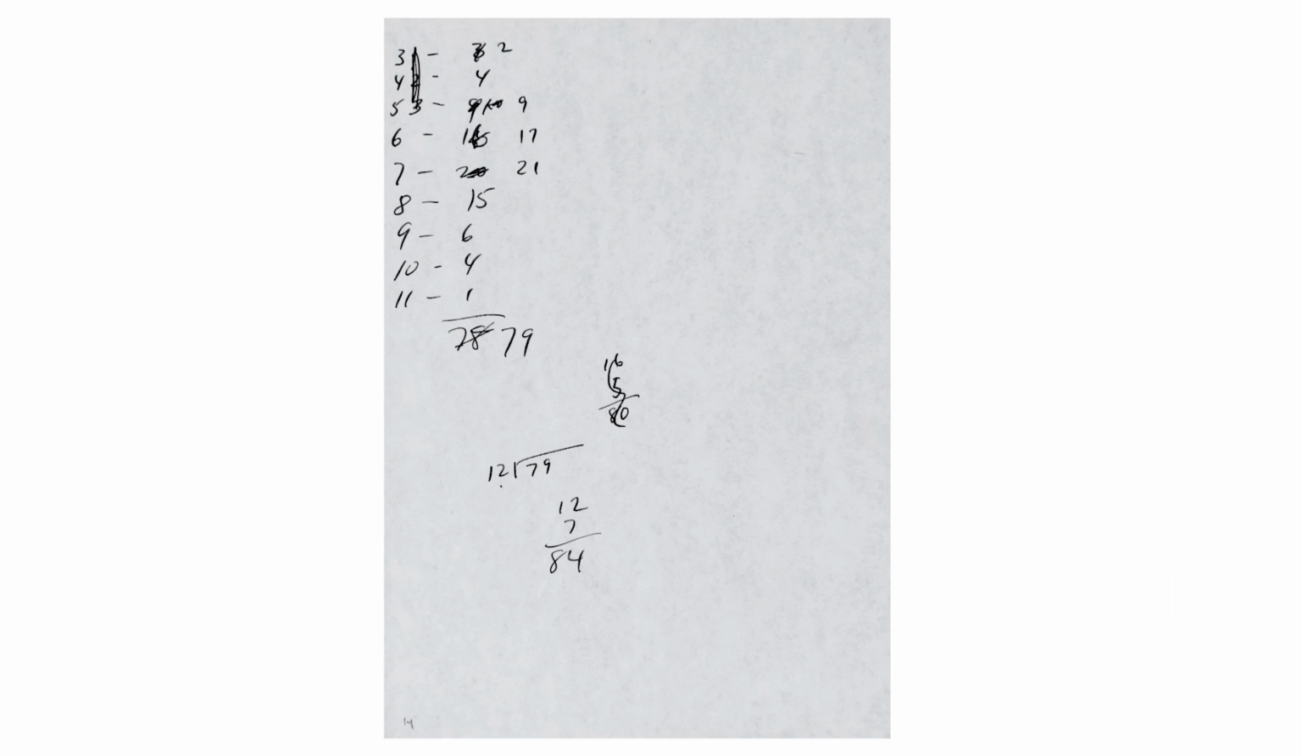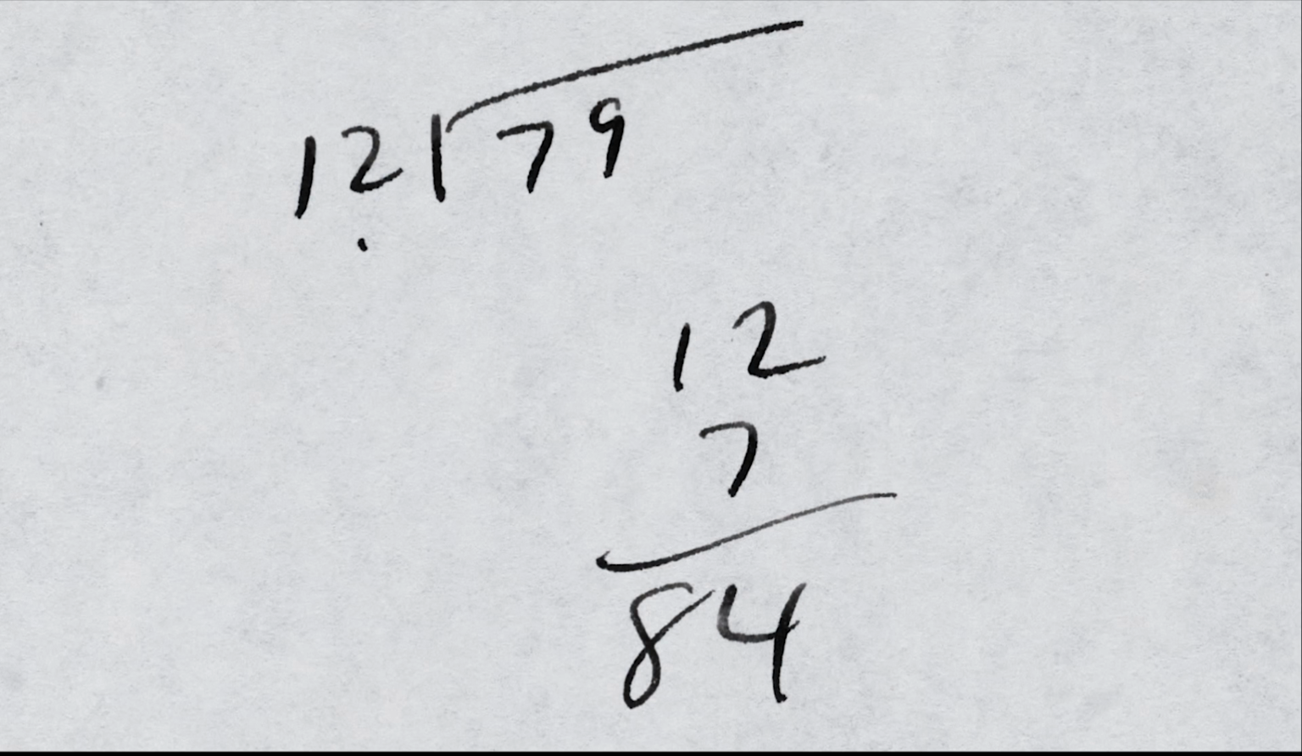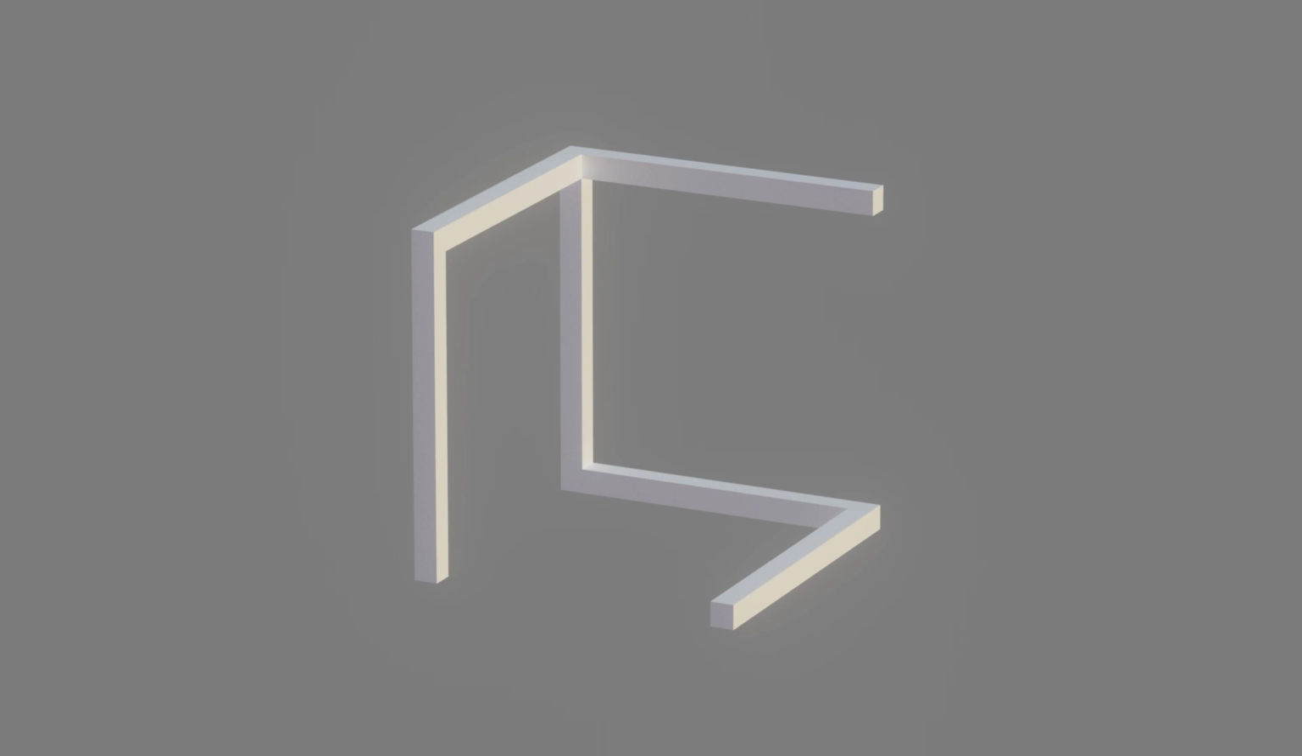Conceptual artists are mystics rather than rationalists, LeWitt wrote. They leap to conclusions that logic cannot reach. In a similar way, mathematical problem solving can often involve phases where we just experimentally combine different ideas in search of patterns. For example, let's take this incomplete open cube and begin playing around with its family portrait. Now, presumably we could create this family portrait using any of these family members as a starting point. For example, this cube here. Let's pull this one out and generate a new family portrait based on its various orientations.